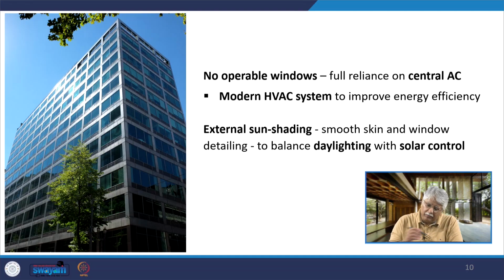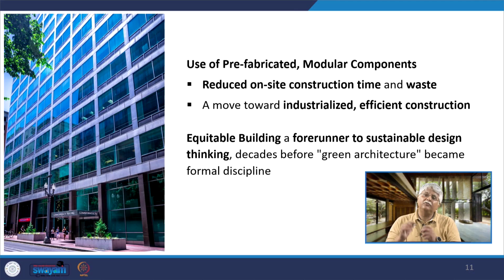There were no operable windows, it was a fully centrally air conditioned building, and the modern HVAC system helped in improving the energy efficiency. It had an external sun shading mechanism to balance daylight with solar control. It used prefabricated modular components, so on-site construction work was reduced, time was reduced, wastage was reduced, and it was moving towards a more industrialized and efficient method of construction.